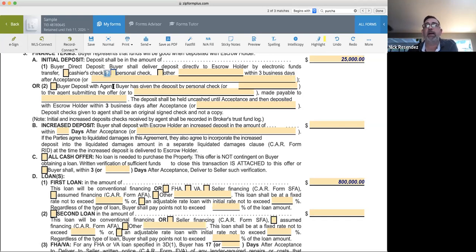Have your client send the money to escrow. They can drive it to escrow. Well, what if I just pick it up and drive it down? Nope, don't do it. Don't do it. We have to account for all those funds, so just don't, okay? Don't touch the money. How long does the buyer have to deliver the deposit?